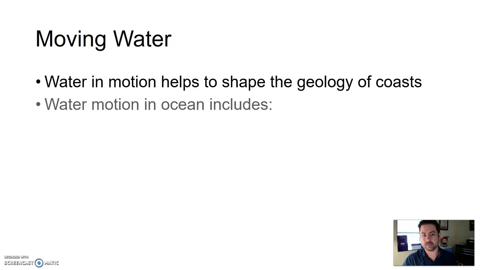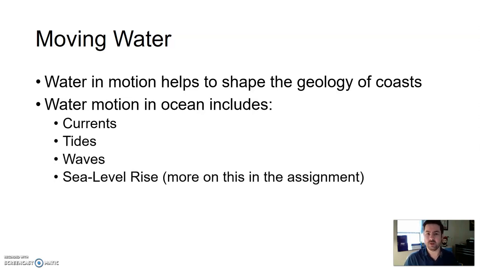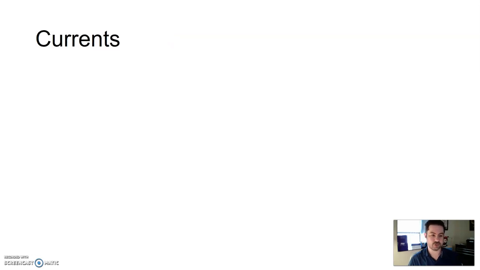So again, water in motion helps to shape the geology of coasts, and that type of motion can include currents, tides, waves, as well as sea level rise. All of these are water in motion. We'll spend some time talking about the first three, and we'll save more of that fourth one, sea level rise, for the assignment that you'll do for this unit. But let's first start talking about currents.